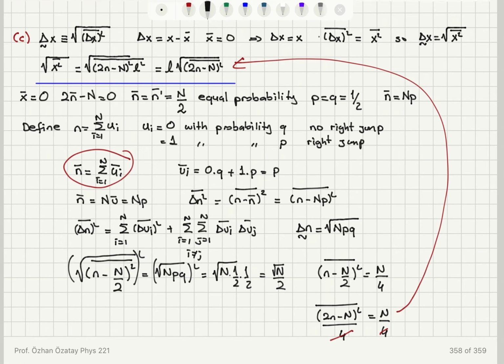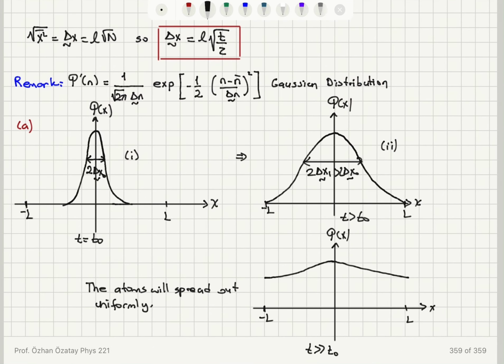So you can see that (2n minus capital N) squared divided by 4, average value, is N over 4. So (2n minus N) squared average value is N, which is t over tau. Therefore the square root of x square bar is L times the square root of N, which is L times the square root of t over tau.